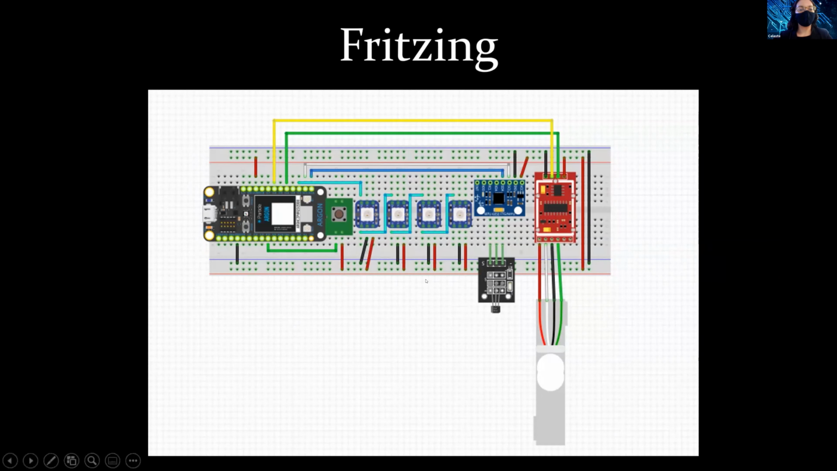Here's my Fritzing. If you're not familiar with Fritzing, it's a really cool program where you can basically see how your board's going to be connected. So if I were using the program and I could click on this green wire right here, you would see how all the electricity is connecting. So it's a really helpful tool for connecting your circuits.